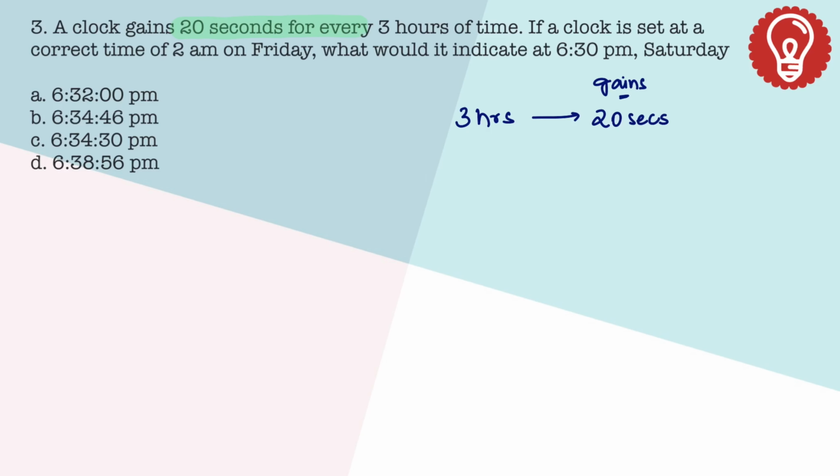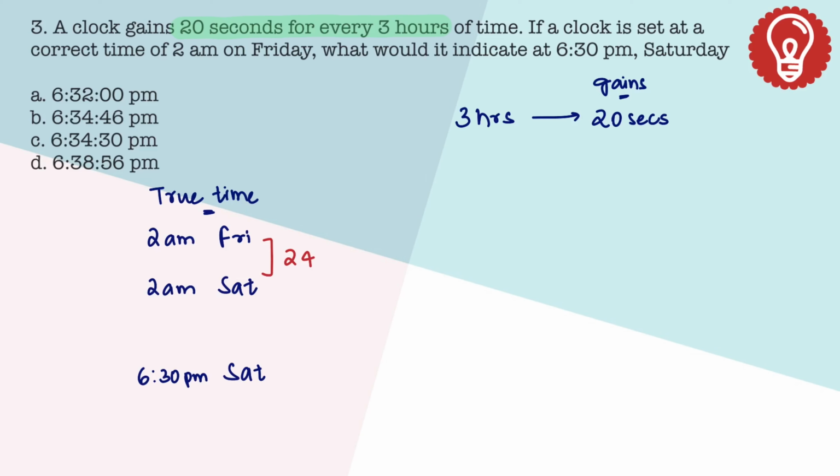So it's given the clock gains 20 seconds for every 3 hours, and it was set right at 2 a.m. on Friday. He's asking if the true time is 6:30 p.m. on Saturday, then what is the faulty time? So we have to check how many hours it is from 2 a.m. to 6:30 p.m. Saturday. So 2 a.m. Friday to next day 2 a.m., that's 2 a.m. Saturday. That is one set of 24 hours.